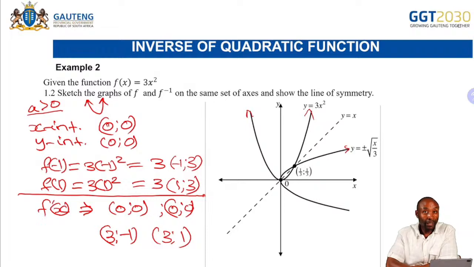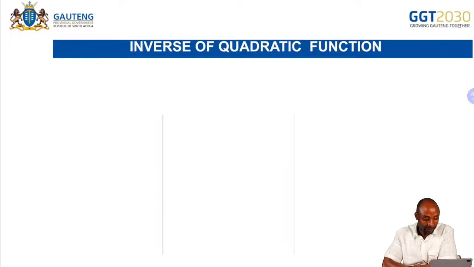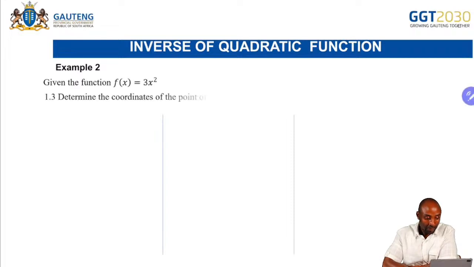And I know I've let the cat out of the bag, because the next question is asking us to find the coordinates of the points of intersection. But what's important is how to get them and not to just see them there. Let's move on now and answer 1.3. We are supposed to determine the coordinates of the point of intersection between f and f inverse.